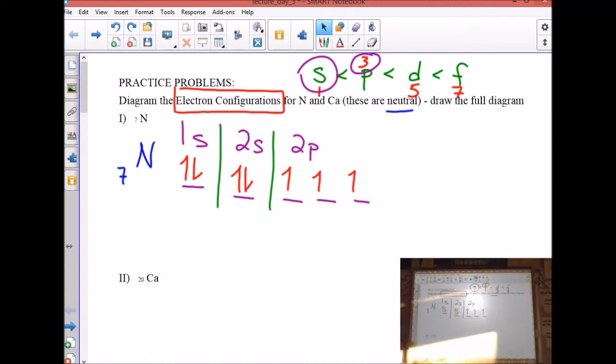All right, let me ask you. How many electrons do I have represented right now? 7. How many should I have? 7. So I'm done. Very good.